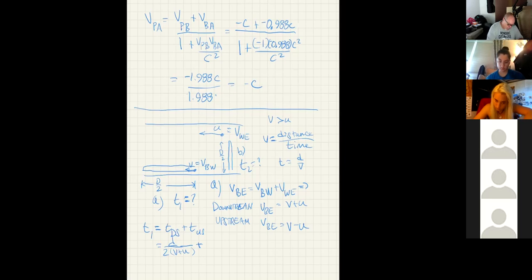See if I can do this without erasing everything else. Oh, that's not helpful at all. Oh, I highlighted it, no wonder. Okay, close enough.